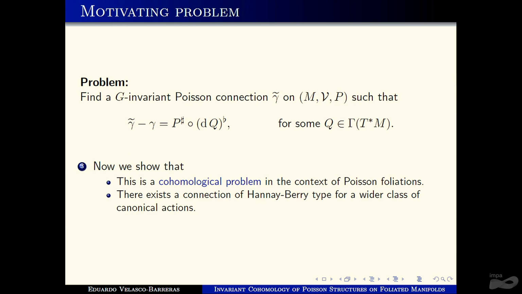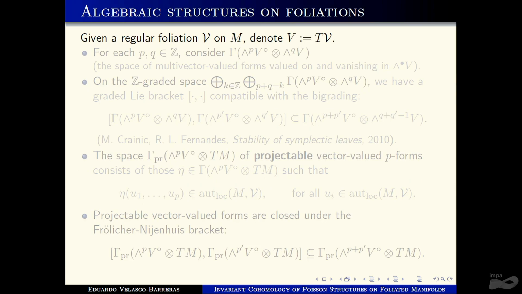So first, I need to construct the cochain complex associated with the Poisson foliation. I have to recall that given a regular foliation, there are two algebraic structures induced by this regular foliation. First, for each p and q integers, consider this space of sections, which are multivector valued forms which take values on leaf tangent multivector fields and vanish along leaf tangent multivector fields. Here V denotes the tangent bundle of the foliation and V0 its annihilator.